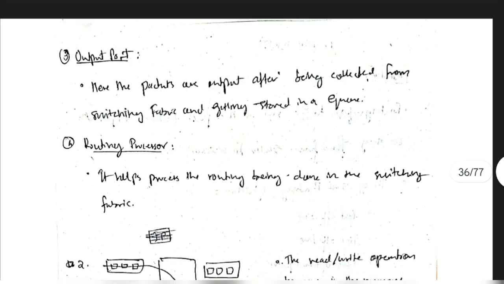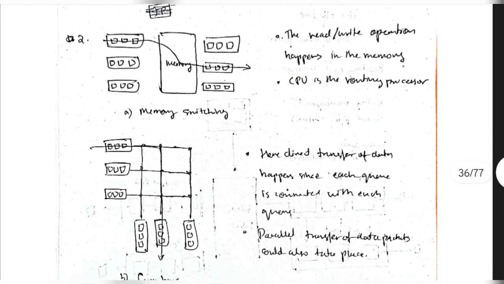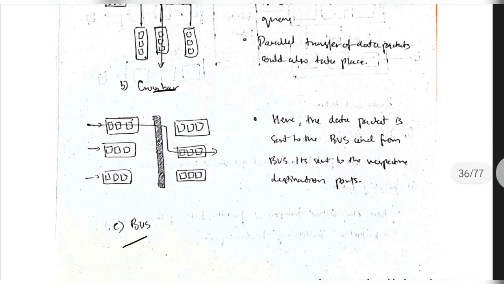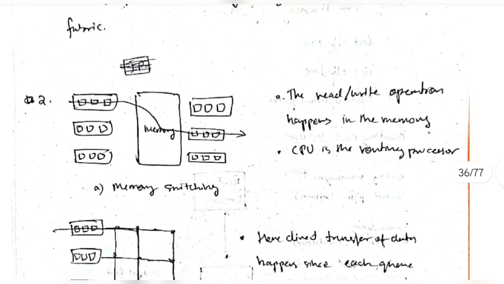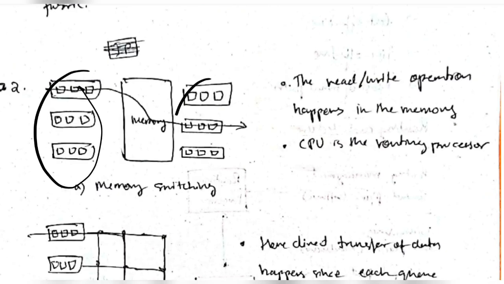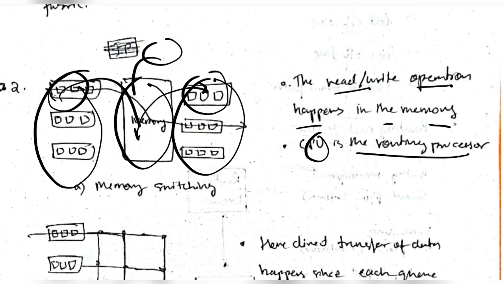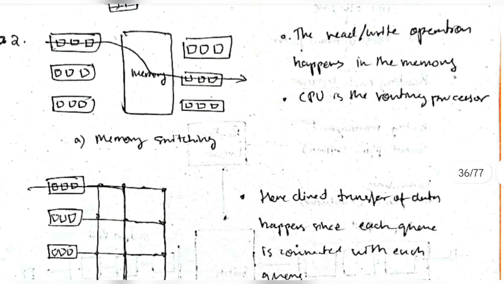Coming to the next question: explain the switching techniques. There are 3 techniques: memory switching, bus switching, and crossbar switching. What are the differences between each of these? There is the input and the output, and in memory switching the read and write operation happens in the memory. Any packet that comes will be stored in memory, and from there it will be sent out whenever needed. Here the routing processor is the CPU. That is memory switching.